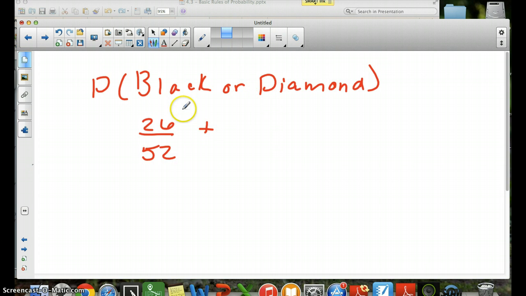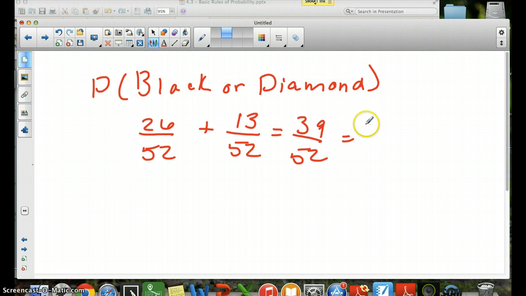And diamonds are red, they're never going to be black, so you'll never have an overlap, they don't have anything in common. There are 13 of each suit, so there's 13 diamonds, and so 39 out of 52, or 75%, or 3/4, however you want to express your probability.